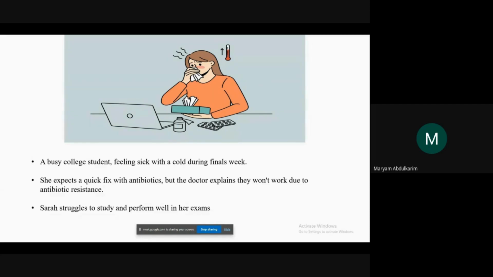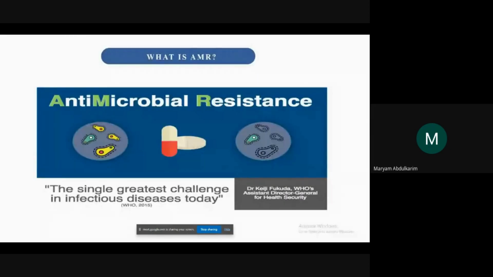So, her exams came and it was looming, and she performed poorly in her exams. And as students, we know getting sick during exams is one of the worst things that can happen. And now imagine the possibility of actually getting sick with something as common as the name implies, a common cold, and not being able to treat it. It's threatening due to AMR.